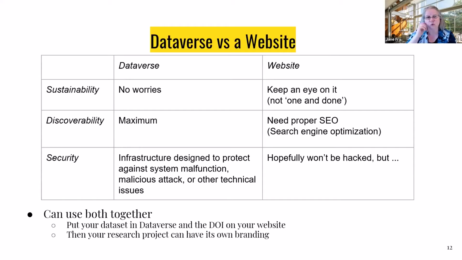So I've had some researchers who want to keep their data set on their website because they've branded their website, they have a really nice logo with it and everything like that. So what I've advised them to do is they can use the Dataverse and the website together. They put their data set into the Dataverse, they get a DOI for it, and the DOI is what they put on their website. And the researchers are perfectly happy with doing that, and that way they still have their own branding. Next slide, please.